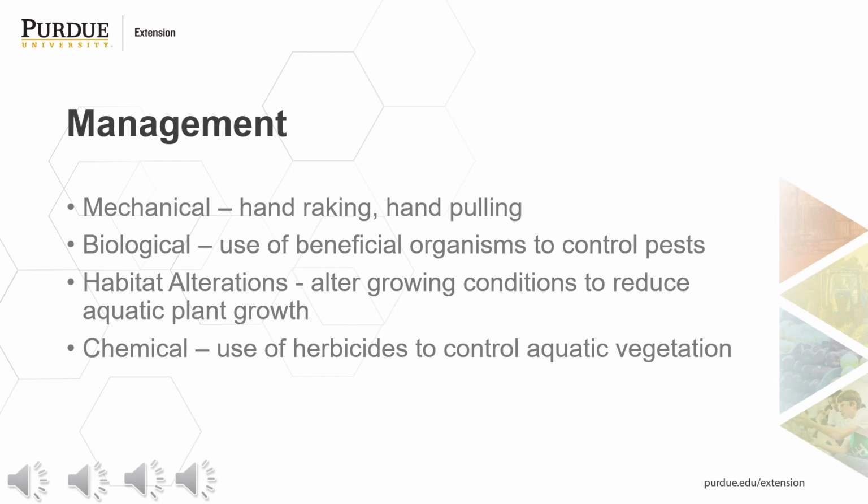Biological control methods involve using beneficial organisms to control pests. The most widely used biological control agent is the grass carp. Grass carp consume most submersed plants. However, grass carp prefer certain plant species more than others, so they often consume native species such as pondweeds before feeding on the troublesome weeds such as mat-forming algae.